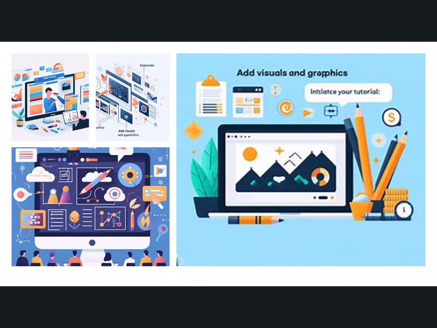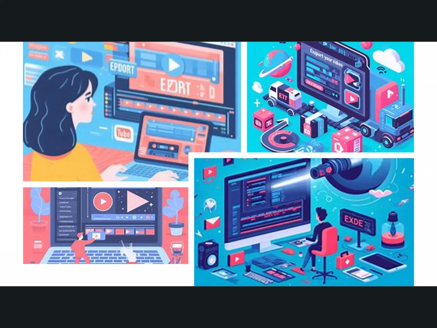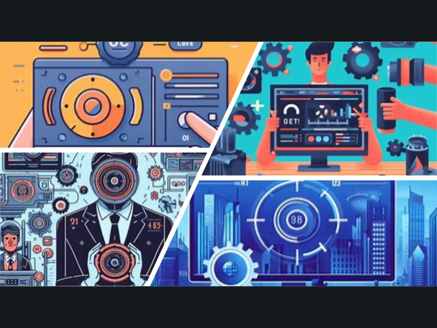Step 10. Add visuals and graphics. Enhance your tutorial with visuals like graphics, images, or on-screen annotations to illustrate your points. Step 11. Export your video. Export your video in a suitable format and resolution for your target platform, for example YouTube, Vimeo, or social media. Step 12. Optimize your video settings for quality and file size.